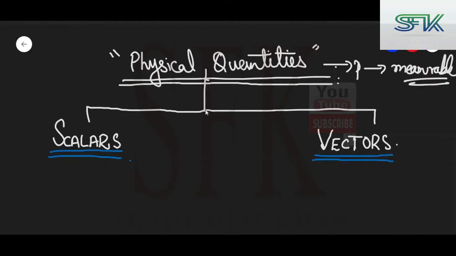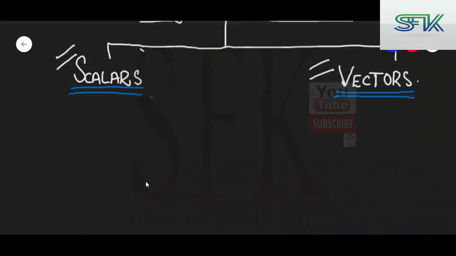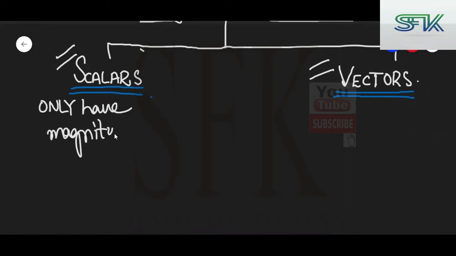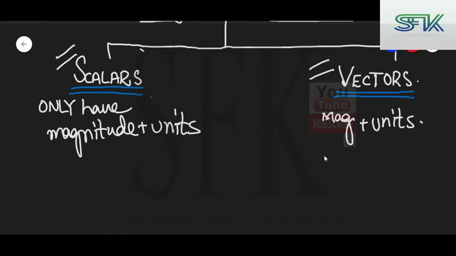Physical quantities broadly can be divided into two categories: scalar physical quantities and vector physical quantities. What do we mean by scalars and vectors? Let's define them first. Scalars are those physical quantities which only have magnitude and unit, whereas vectors, in addition to magnitude and units, also have a specific direction.